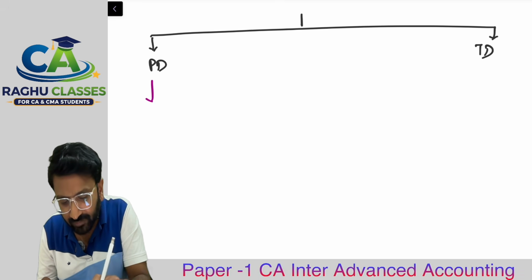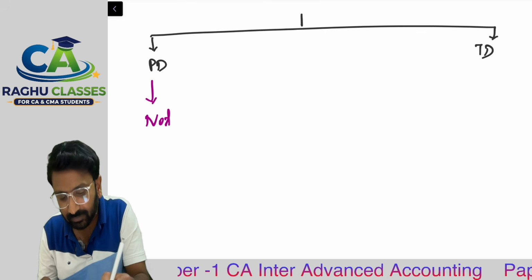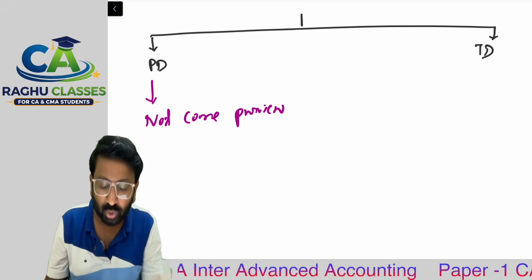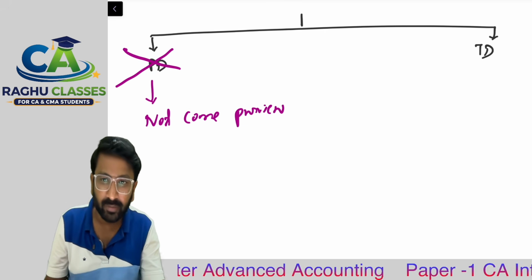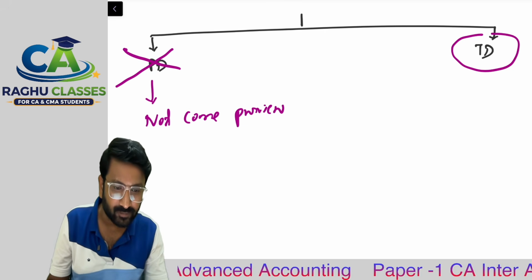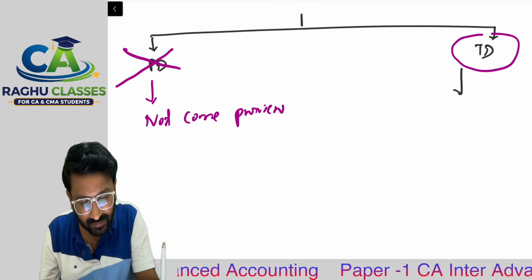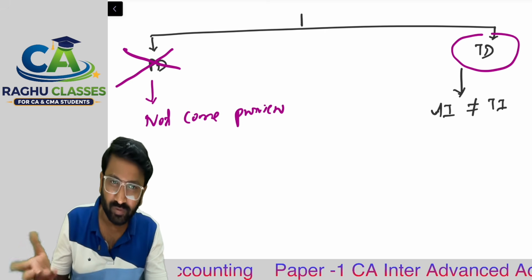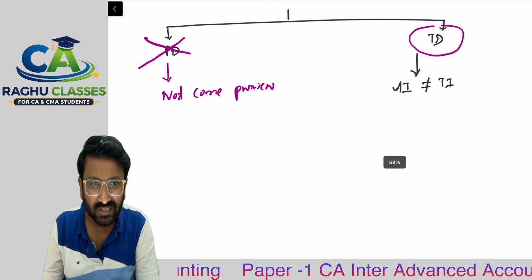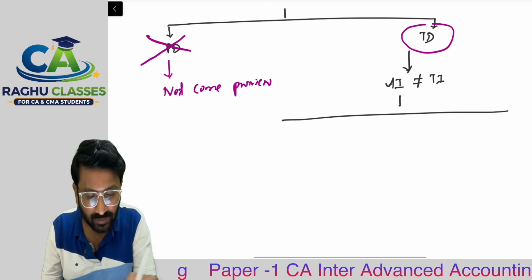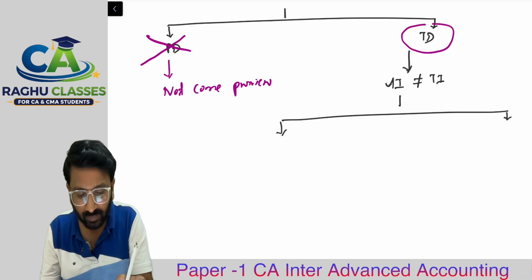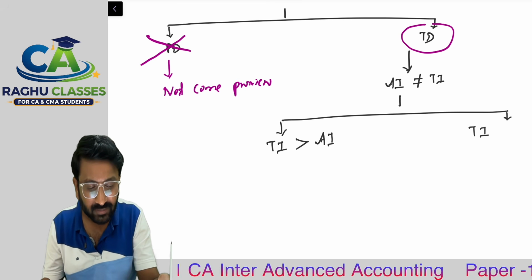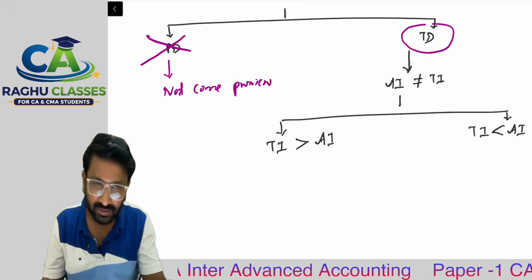A permanent difference does not come under the purview of AS 22. So our focus will not be on the permanent difference. We'll be focusing mainly on timing difference. And when I say timing difference, my accounting income and taxable income will not be equal, correct? Both of them will not match. And when both these incomes are not matching, there are two possible scenarios. Either taxable income is greater than accounting income or taxable income is lower than accounting income, correct?